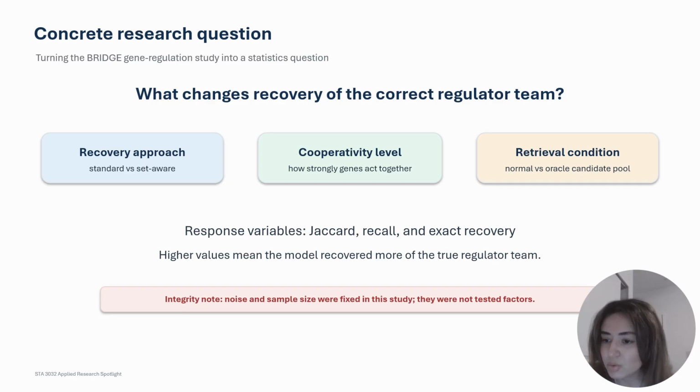We also have different response variables. We have recall, exact recovery, and Jaccard similarity, which you do not need to know exactly, but they give a diversity of metrics and different levels of understanding of how the model is giving the output. In the first experiment, in which we controlled the cooperativity, the size and the noise were fixed, so we are not using them as factors here.